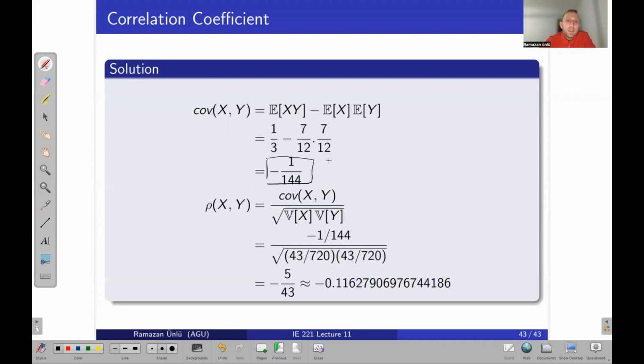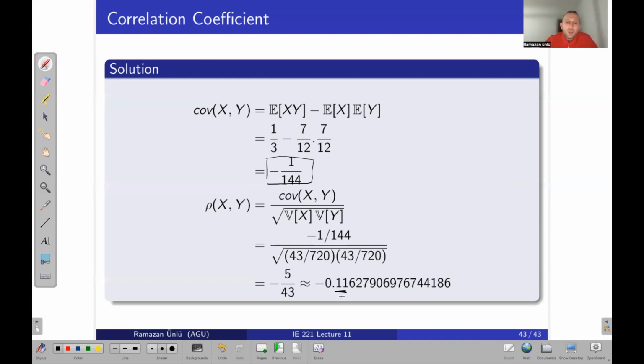So we can conclude that from these results, okay? And the last thing is the correlation coefficient, which is the covariance of x and y divided by the square root of variance of x times variance of y. If you do the calculations, you will get approximately minus 0.12.